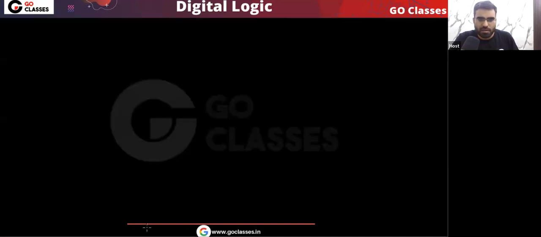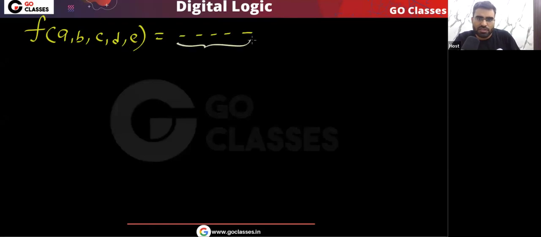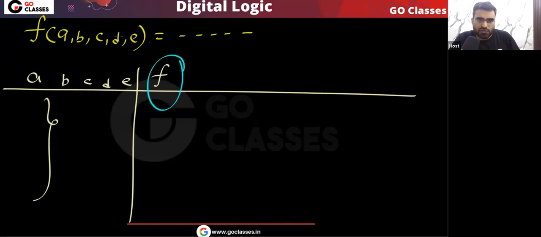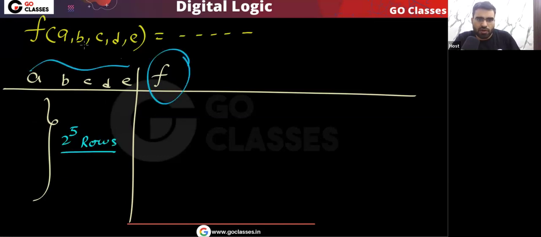Because very simple point: if you have a function on these variables a, b, c, d, e, it can be any function. Now, if I ask you what is f and f bar, remember, your function is f, and these are the variables a, b, c, d, e. So how many rows will be there in the truth table of this function f? There will be 2 power 5 rows, correct? Because this function is on 5 variables.